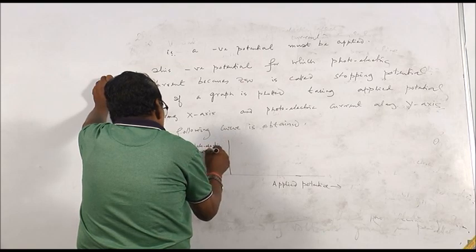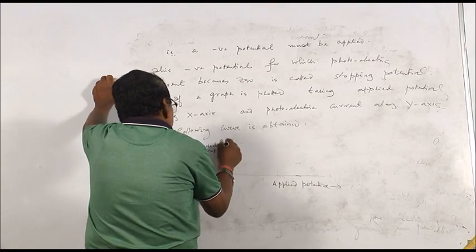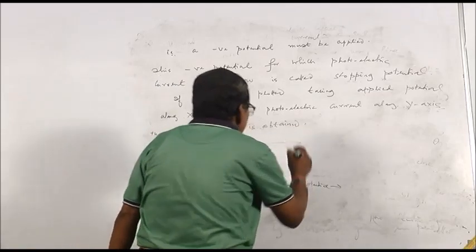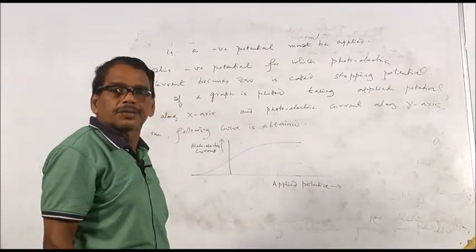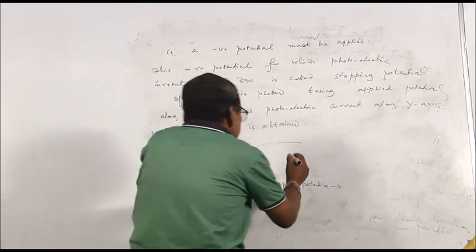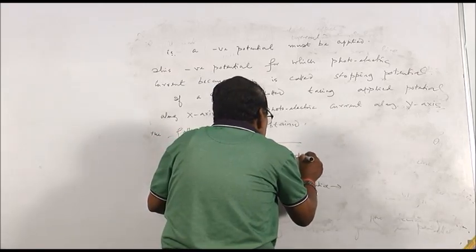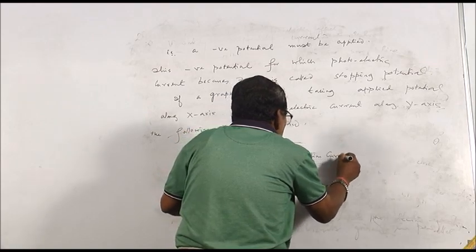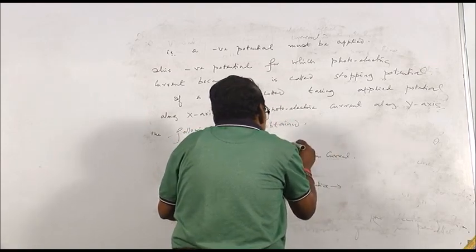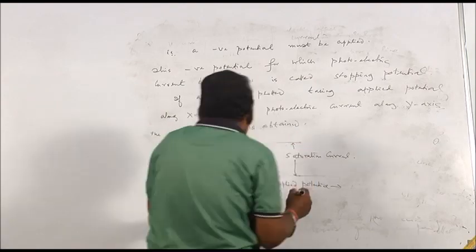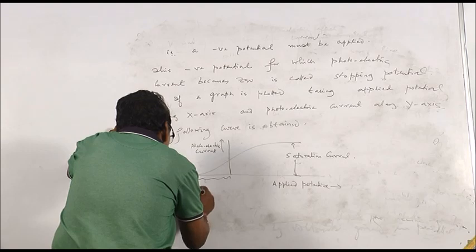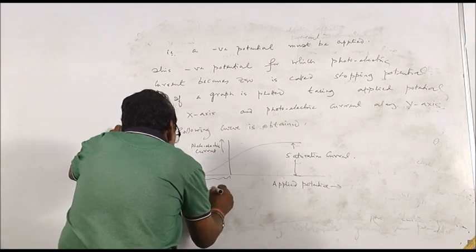So, what will be the graph? The graph will be like this. This is the nature of the graph. This is your saturation current, and this negative potential is called stopping potential.